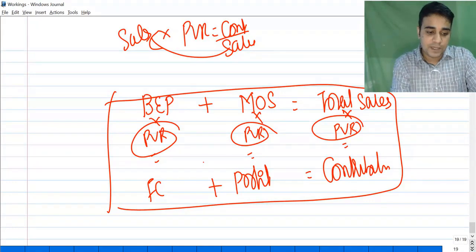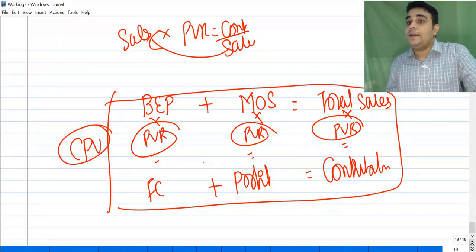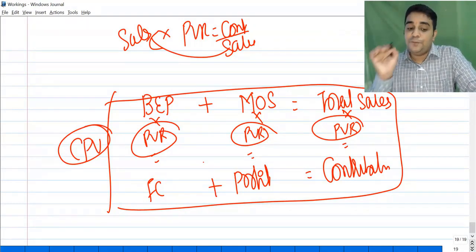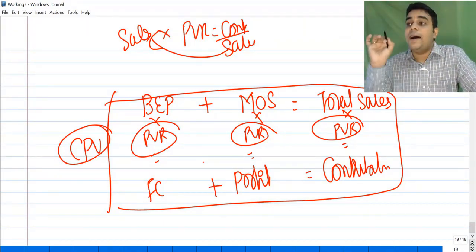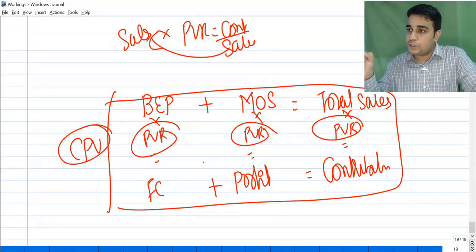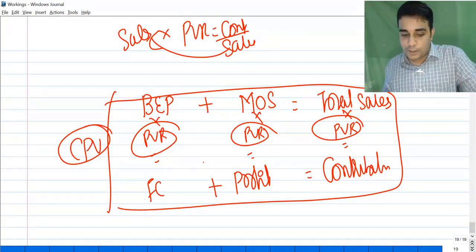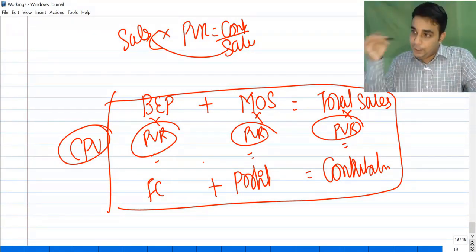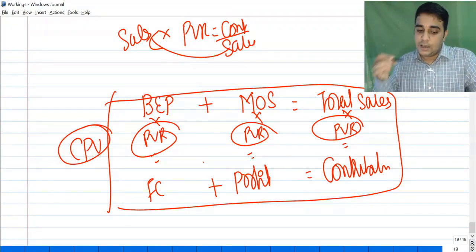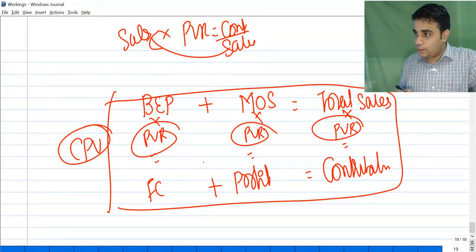The only change here is sometimes you will multiply with contribution per unit. Instead of multiplying with PVR, you can multiply with contribution per unit. When will you multiply with contribution per unit? If you have break even point in units, margin of safety in units, sales in units. Units sold into contribution per unit is total contribution. Margin of safety in units into contribution per unit is profit. Break even point in units into contribution per unit is fixed cost.